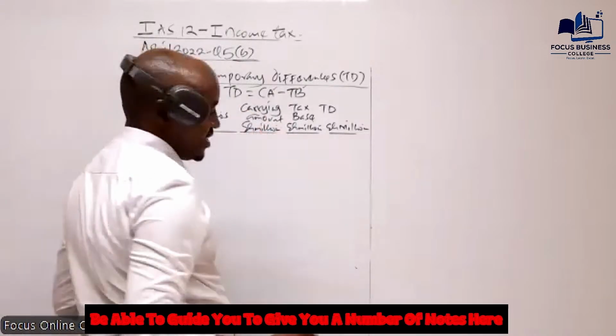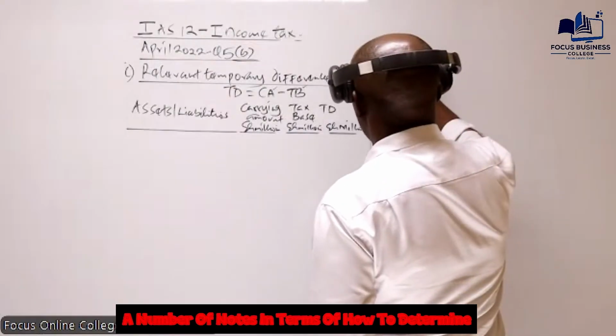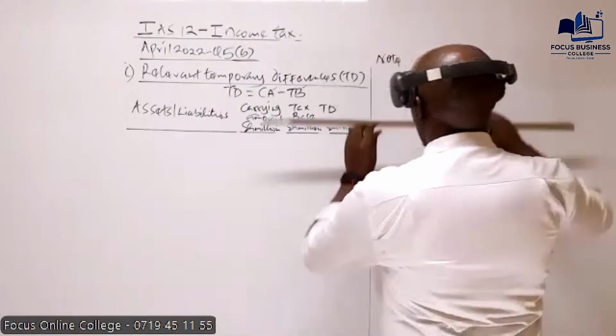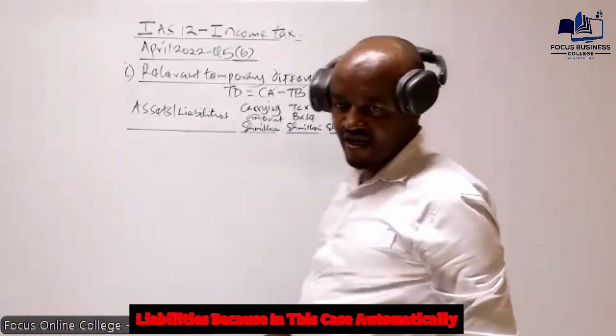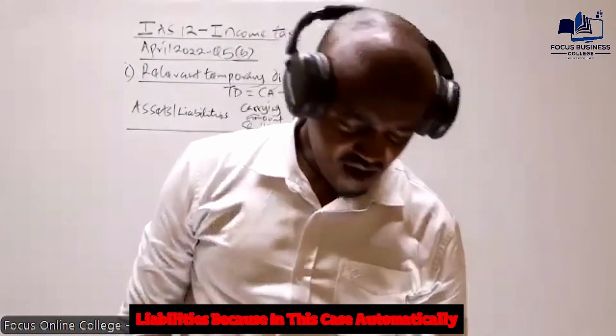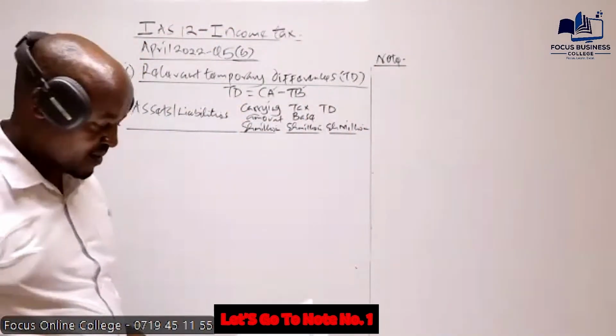I'll basically be able to guide you, to give you a number of notes here, in terms of how to determine the carrying amount, how to determine the tax base of the various items of assets and liabilities. Because in this case, automatically you're not given those carrying amounts or those tax bases. Let's go to note number 1.